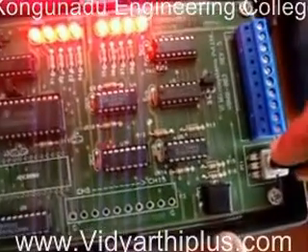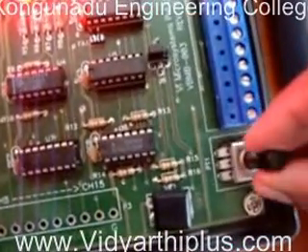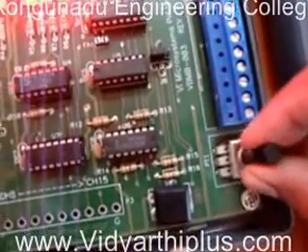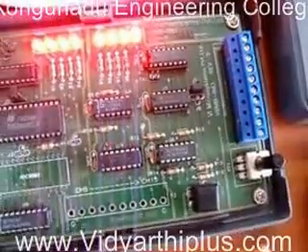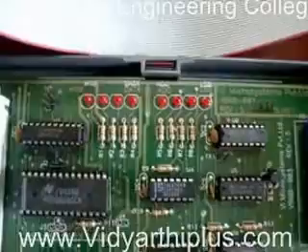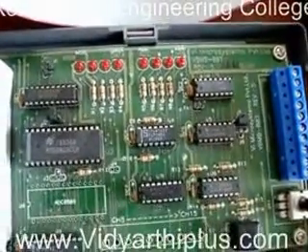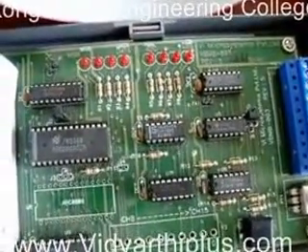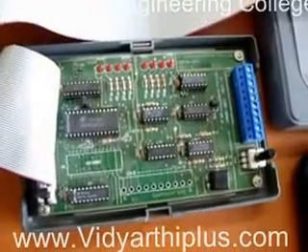Now I am changing the input. I am changing the input to minimum value, that is 0. The analog value is 0. Once again I am pressing the switch. Now all the LEDs are in off position. So the analog data which we have given is converted into digital data. Now the experiment is over.